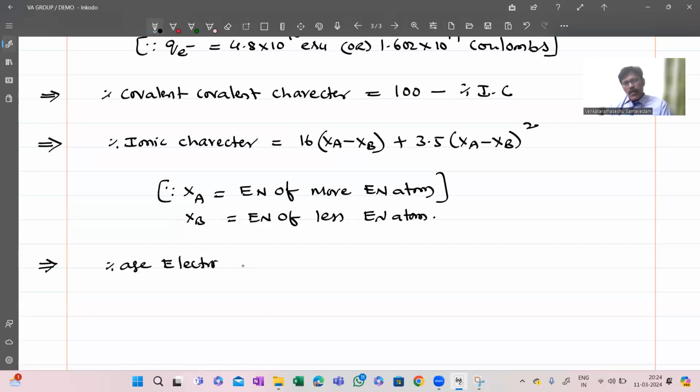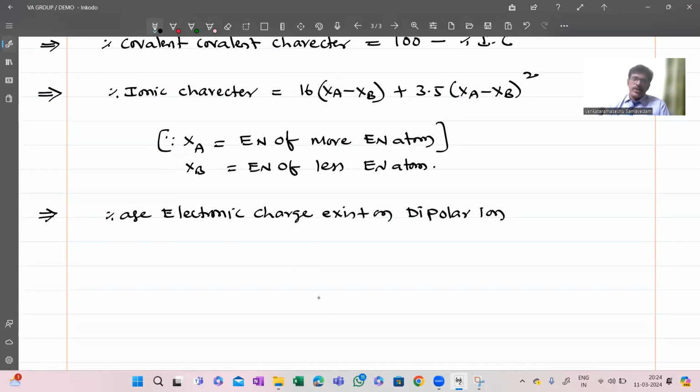if you want to find out the percentage of electronic charge that exists on the dipolar ion, simply what we have to do? How much charge we observed, divided by how much we are expecting. We are expecting the charge of the electron, and you have to multiply with 100. Then it is directly equal to the percentage of ionic character.